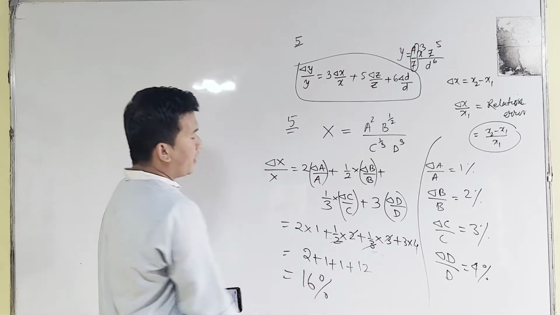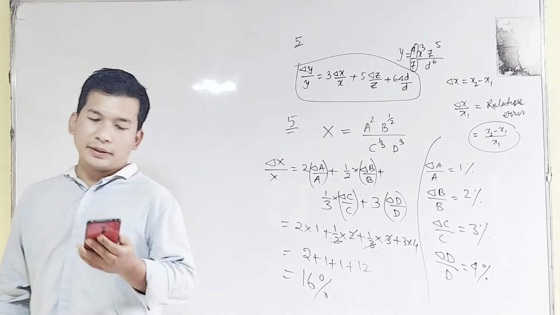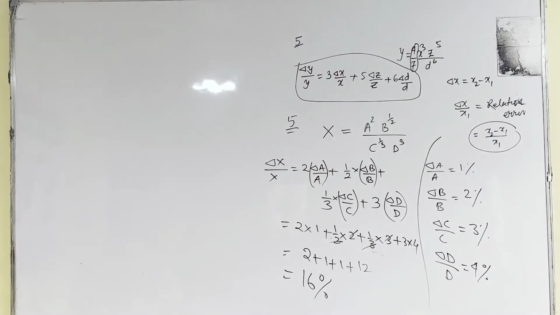This is very easy, okay? So this is the way to calculate our relative error. Relative error is question number 5. Understood the way? Question number 6 and question number 5, that means measuring instrument, we will do it in a separate class.